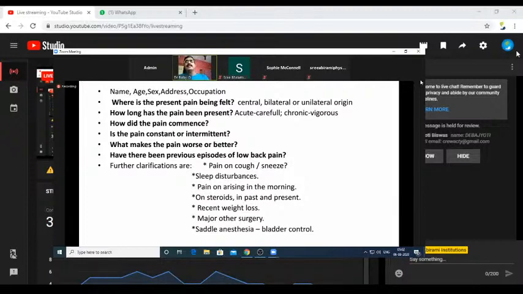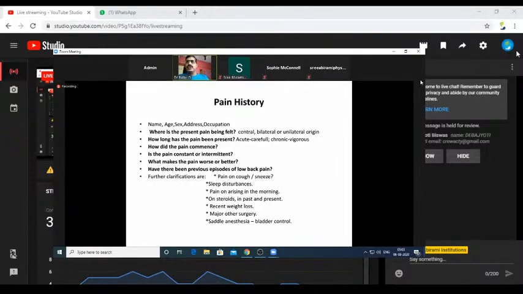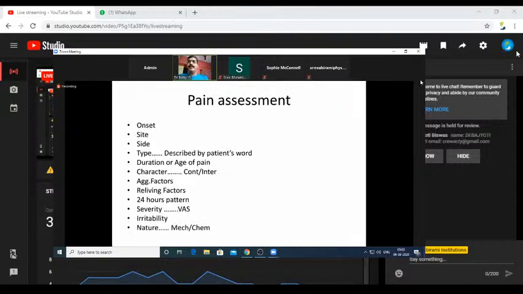Any major other surgeries, like abdominal, thoracic, or cardiac surgeries, or any other surgery done recently, six months back, one year back? Followed by that, the muscles become weak, which can also cause some pain. Then saddle anesthesia and bladder control. If the patient reports any saddle anesthesia in the sacrum region, that also gives a clue of compression of the sacral nerve root. So these are the general first pain history questions. Now we'll see in detail about the pain assessment.